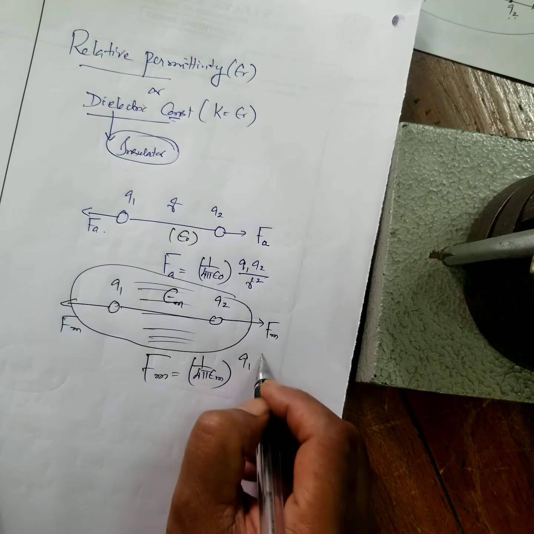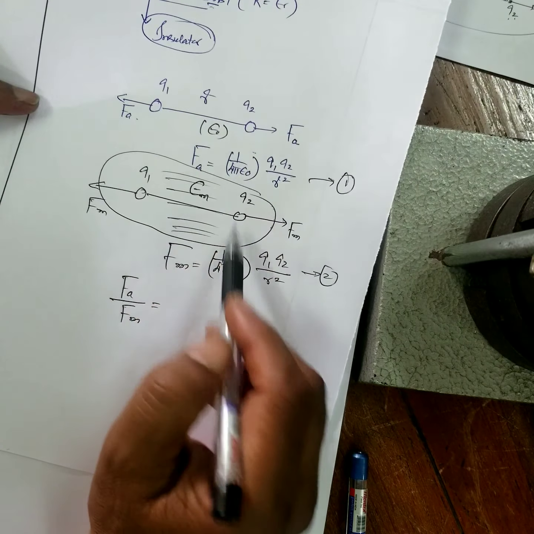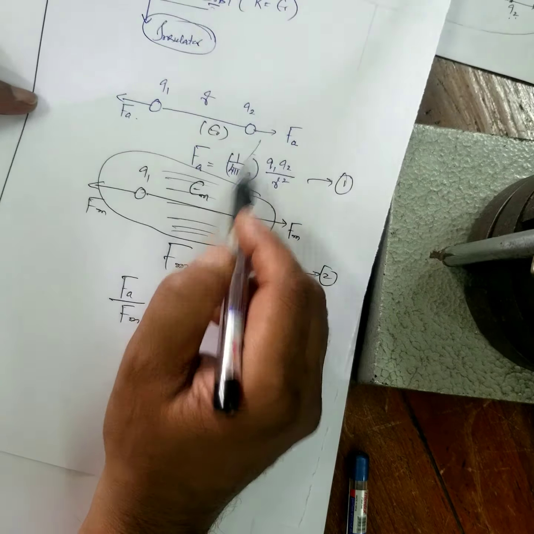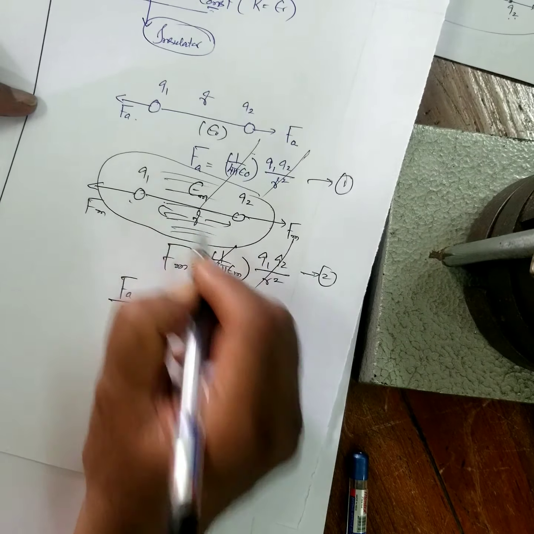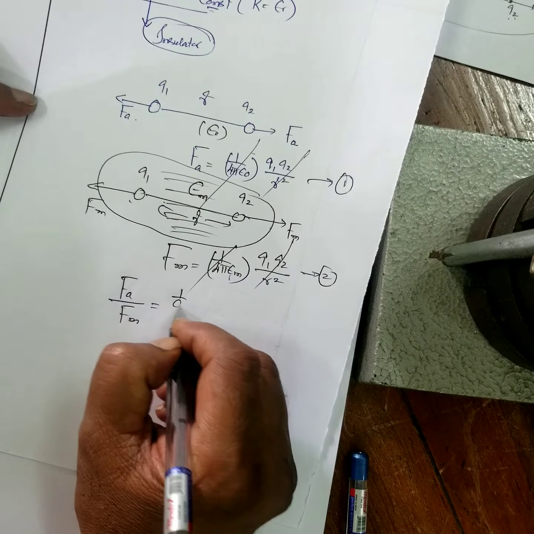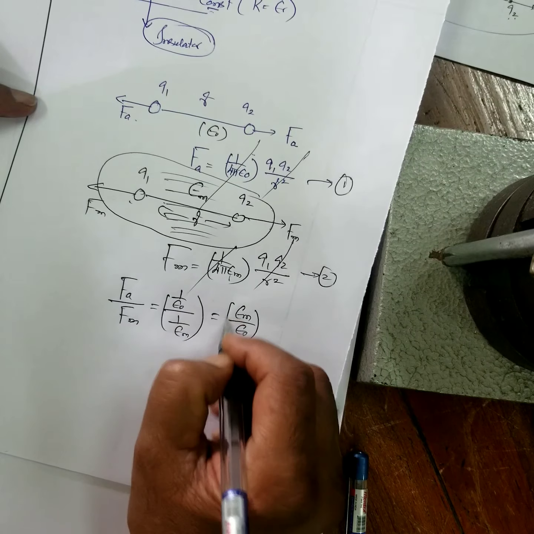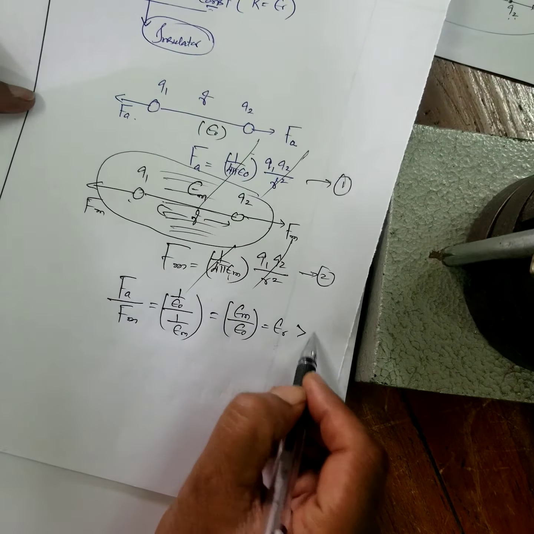This is the first equation and the second equation. If I divide one by the other, force in air by force in medium, what will we get? 4 pi gets cancelled, and Q1 Q2 by R square also gets cancelled, because I am keeping them at the same distance. It is equal to 1 by epsilon naught by 1 by epsilon medium, or epsilon medium by epsilon naught. It is called epsilon r, which is always greater than 1.